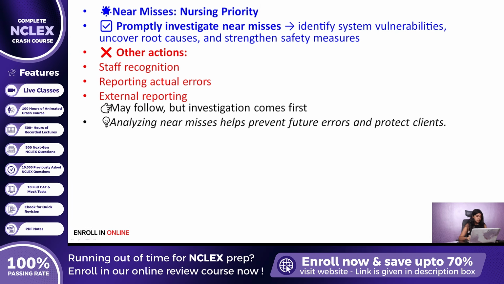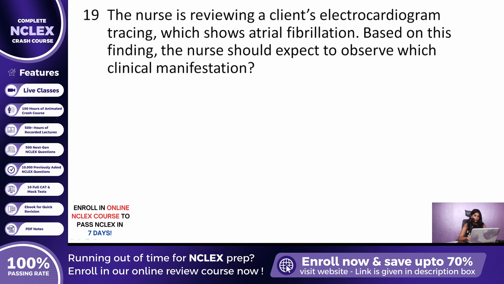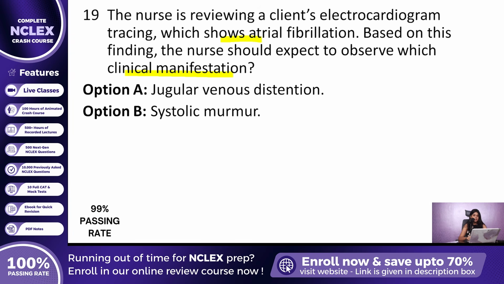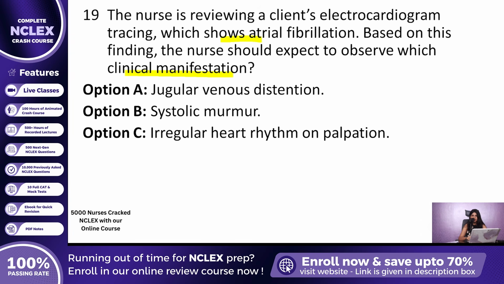Question 19. Let us now look at a question related to cardiac rhythm interpretation. The nurse is reviewing a client's electrocardiogram tracing, which shows atrial fibrillation. Based on this finding, the nurse should expect to observe which clinical manifestation. The options are: Option A, jugular venous distension. Option B, systolic murmur. Option C, irregular heart rhythm on palpation. Option D, widened pulse pressure.